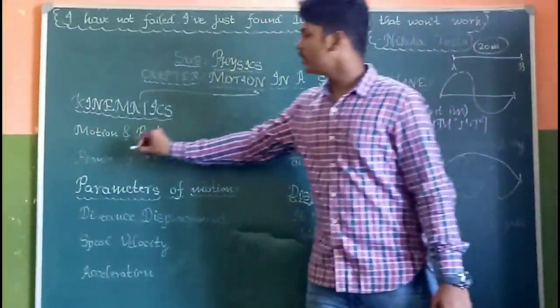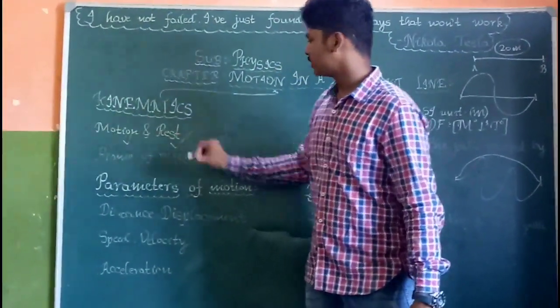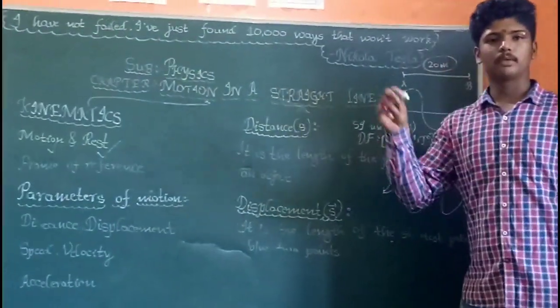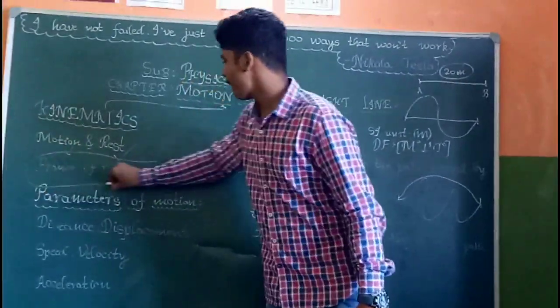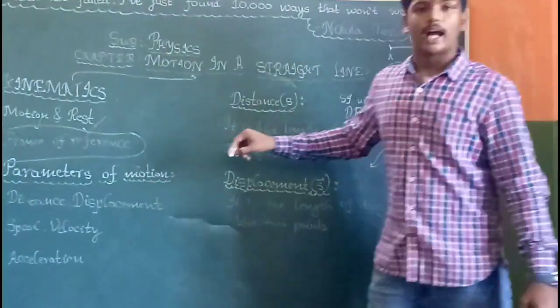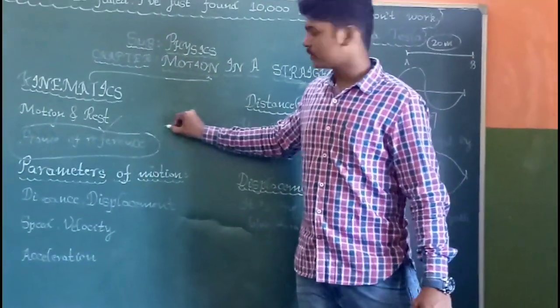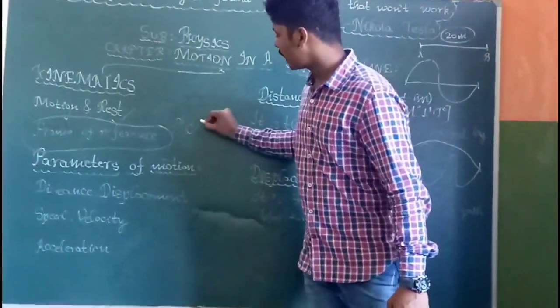Whenever you define motion and rest, you have to define it with some observer. So, as I said, reference frame. As mathematics is the language of physics, you take a coordinate axis, right?